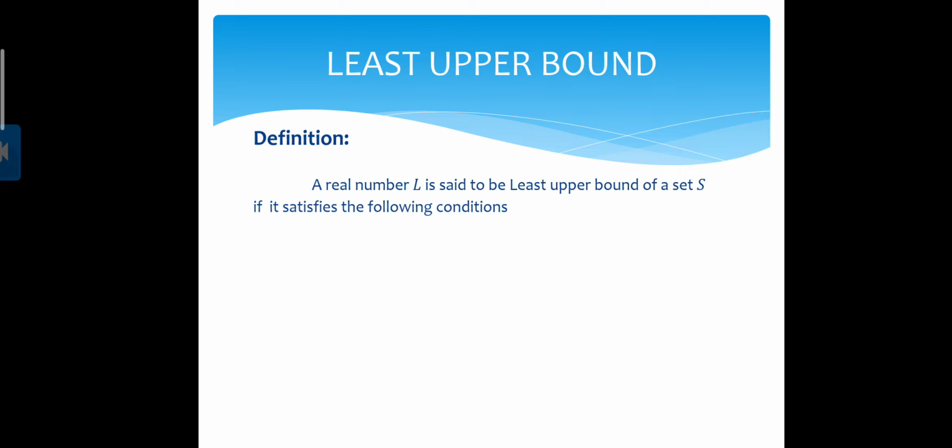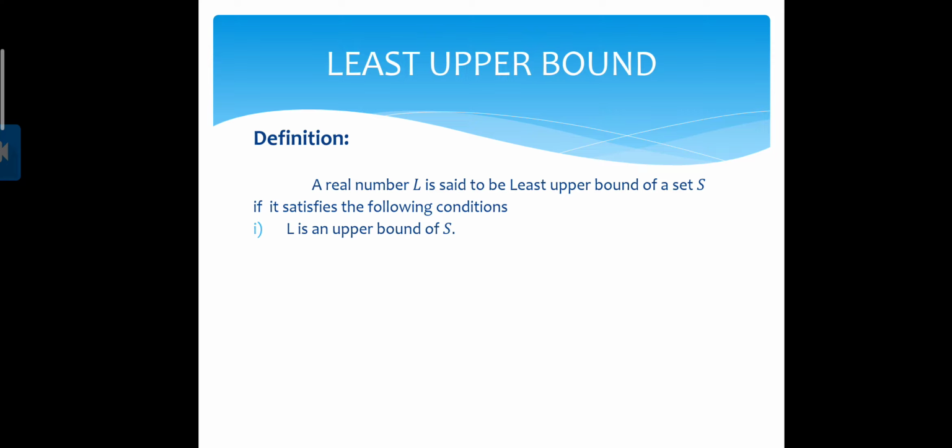Then next one, least upper bound. A formal definition of least upper bound: you can tell from the definition itself what the meaning of least upper bound is. So a real number L is said to be the least upper bound of a set S if it satisfies the following conditions. First thing, it should be an upper bound, and second, it should be least among all the other upper bounds.